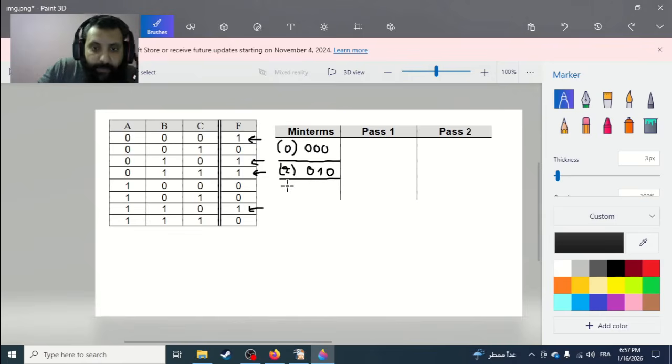This is the value 3 in binary. We have to write it 0, 1, 1. And this is the only one in this group. And the last one is this one.